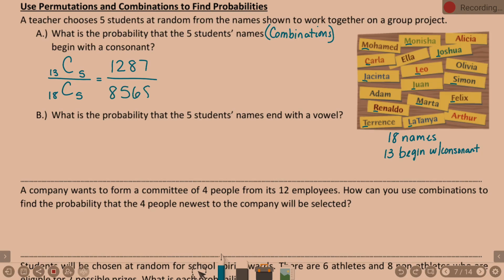8,568. Okay. Now, my answer key has this going to a percent. 0.1502. I have 021, but anyway, it doesn't matter. What is this as a percent? Approximately 15%. Okay. Got it?